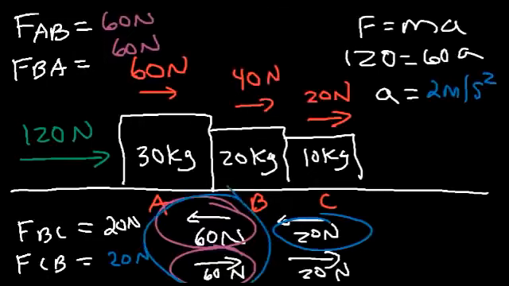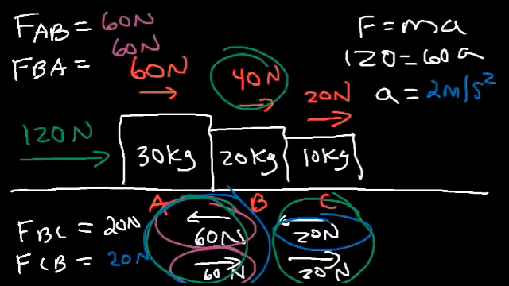So to find these two forces is simply 120 minus 60. Now to find these two forces, the force that B exerts on C and C exerts on B, it's simply the force that A exerts on B and B exerts on A minus the net force on B. That's going to give you the 20.